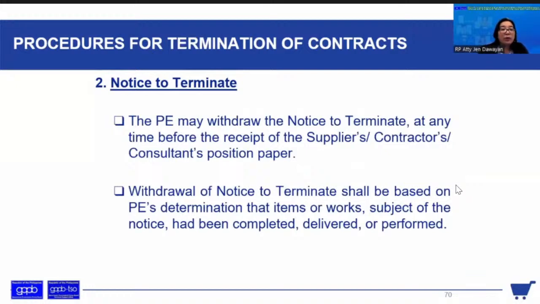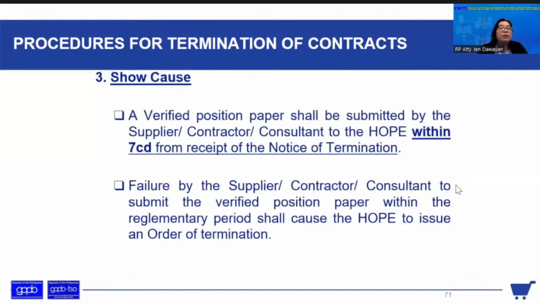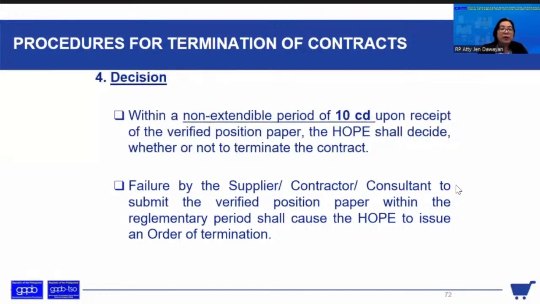And then, pwede namang i-withdraw ni procuring entity yung notice to terminate, except that it should be based on a determination of whether or not there has been completion, delivery, or performance. And then, of course, the show cause where the verified position paper should be submitted within 7 days upon receipt of the notice of termination. Otherwise, the HOPE would issue the order of termination. Okay, and then the decision where within a non-extendable period of 10 calendar days from receipt of the verified position paper, the HOPE shall decide whether or not to terminate the contract.